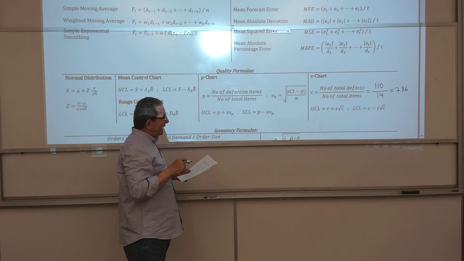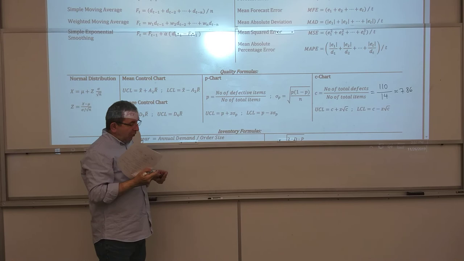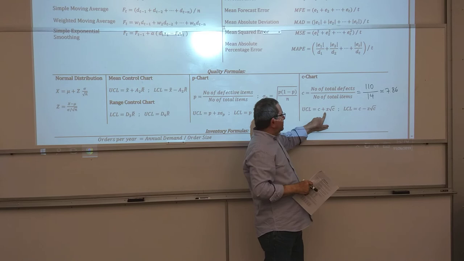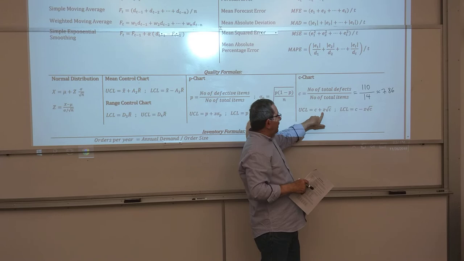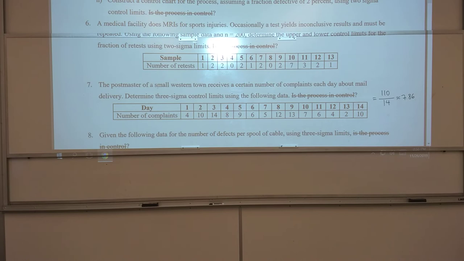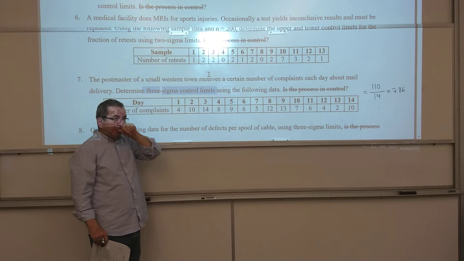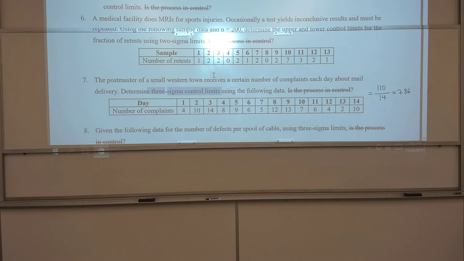Let's use the formulas for the upper and lower control limits. Okay. So the formula says C plus Z times square root of C. What is Z? Z is given in the problem itself. So if you look at the problem, it says 3 sigma control limits. So what that means is that we need to set Z equal to 3.